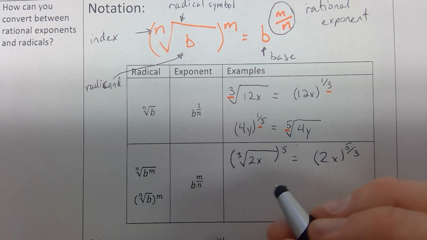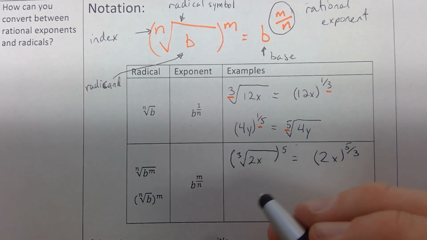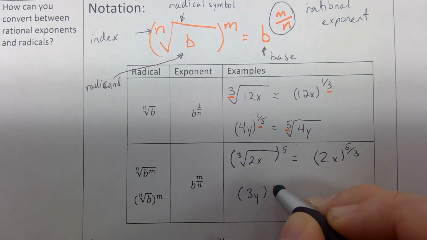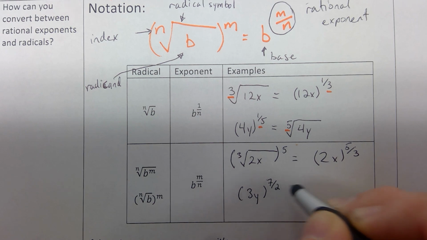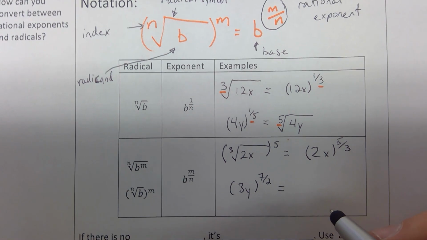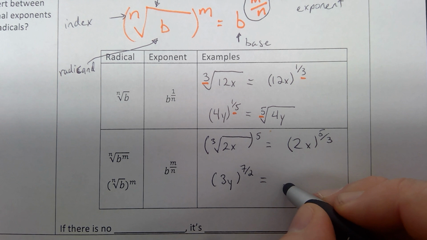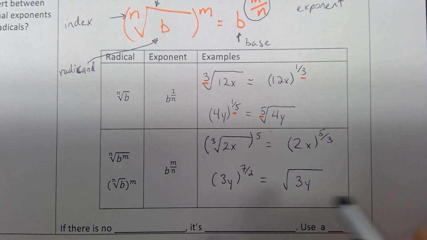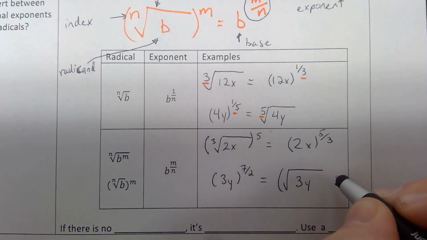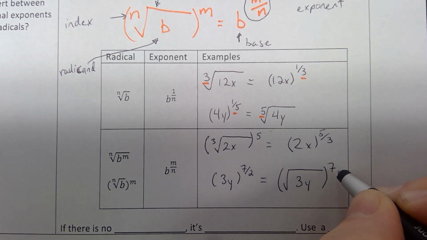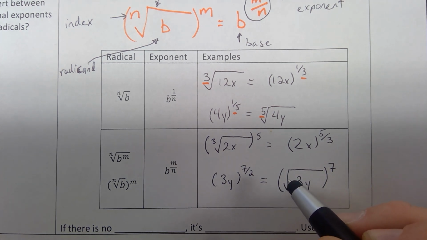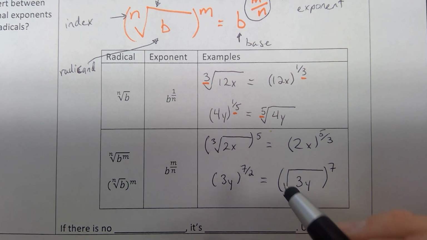Okay. Now, let's go ahead and go the other direction. I've got 3y raised to the 7 over 2 power. Okay. Now, I'm going to do my radical. 3y is in my parentheses, so it stays in my radical. I'm going to do parentheses to get my exponent. My numerator is 7, stays the exponent. Now, when we do square roots, we never see a 2 here. We do not write the 2 if the index is 2.